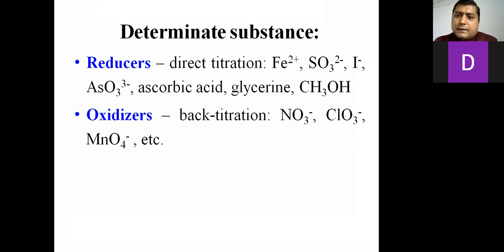As for the determinable substances, there are reducers by direct titrations, and substances by back titrations. Reducers we can determine include Fe2+, SO3 2-, arsenic, ascorbic acid and glycerine. We can use back titration for the determination of some oxidizers such as ClO3- and MnO2.